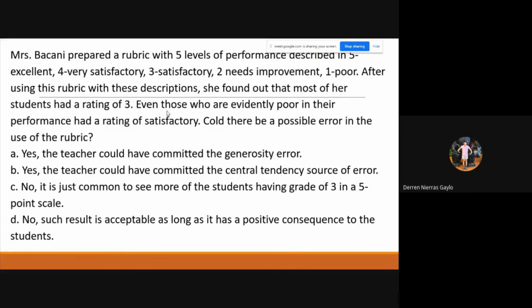A. Yes, the teacher could have committed a generosity error. B. Yes, the teacher could have committed the central tendency source of error. C. No, it's just common to see more of the students having a grade of 3 in a 5-point scale. Letter D. No, such result is acceptable as long as it has a positive consequence to the students.